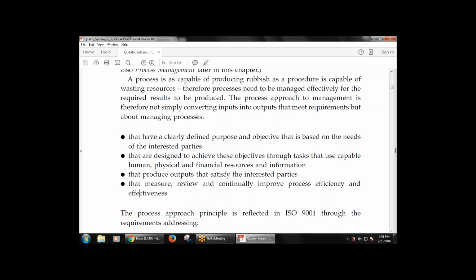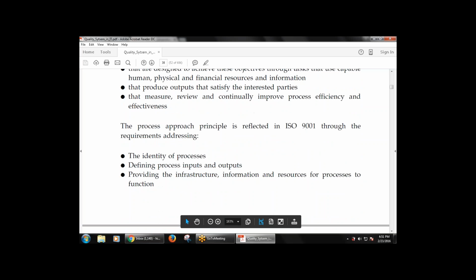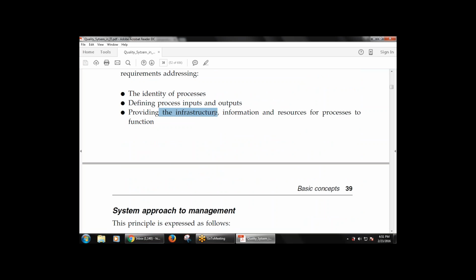So these are the various ways by which we can convert the input into the output that meets the requirement, but also manage the processes. And the process approach principle is reflected in ISO 9001 through the requirement addressing. Now, what are the various requirement addressing that is available? First is the identity of the process, then defining the process input and the output, then providing the infrastructure, information, and resources for the process to function.